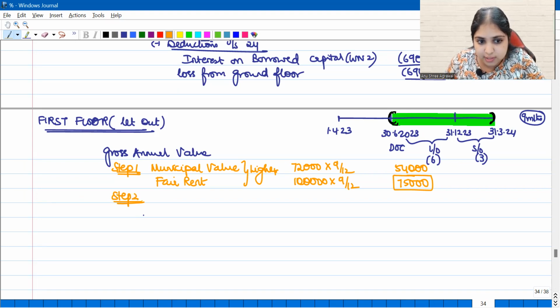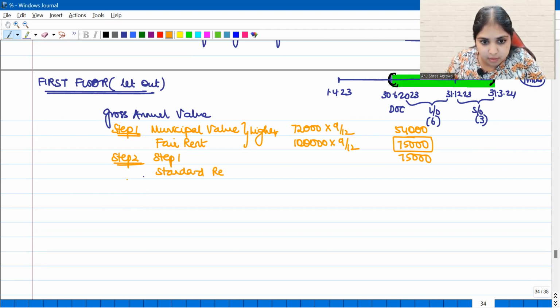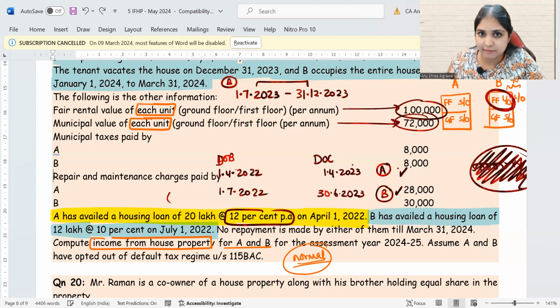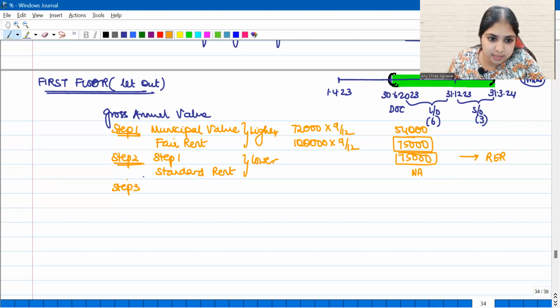Now comes step two. What is step two? How to calculate? Step two is going to be your step one number. What is your step one number? 75,000, or your standard rent number. Out of these, whichever is lower. So, step one number is 75,000. Standard rent, they have not given us, guys. So, not applicable. Don't write zero, right? Not applicable. Which is lower? 75,000. What do we call this number? Reasonable expected rent.